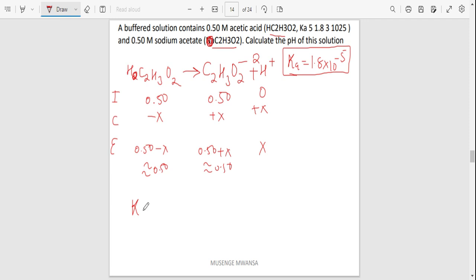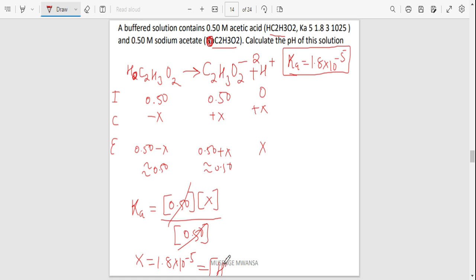Of course we've been given the Ka, but we want to determine the concentration of hydrogen ions for us to be able to determine the pH. So Ka is given by the concentration of the products at equilibrium, 0.50 and X, divided by the concentration of the reactant at equilibrium, that is 0.50. So X is going to be equal to Ka, and we know that Ka is 1.8 times 10 to the power negative 5. And X is the concentration of hydrogen ion.